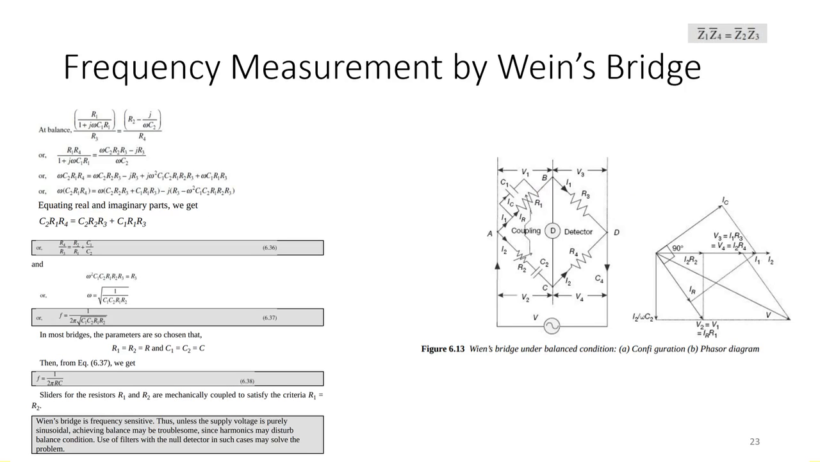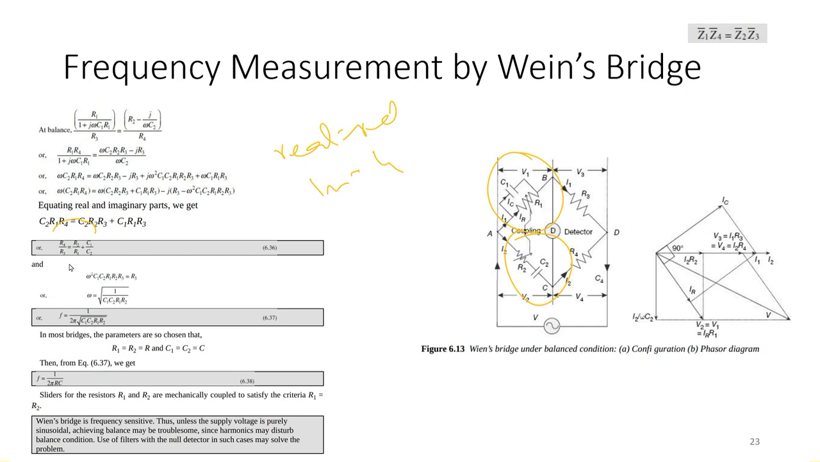Okay, the frequency measurement is a bit different topic. First we were calculating inductance, capacitance and resistance, but now it is frequency. For frequency, the parallel circuit of capacitance with resistance is used on its first branch, whereas a series circuit is used on this branch. If we compare and equate real with real and imaginary with imaginary, we get these two equations.